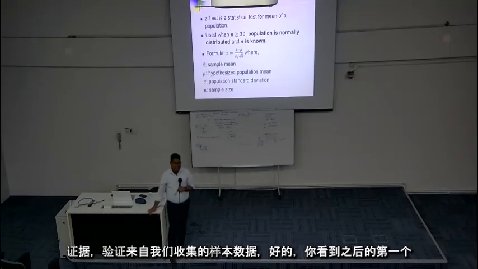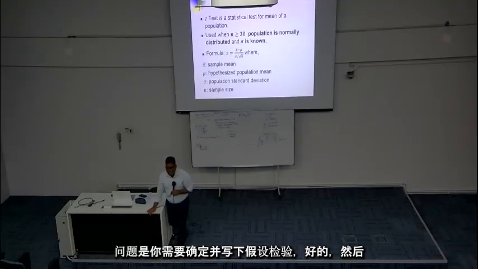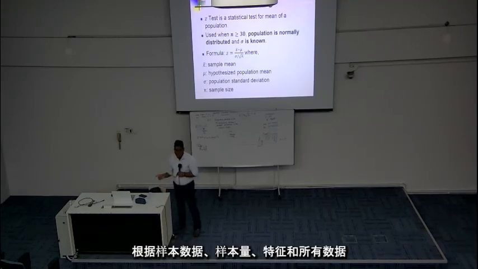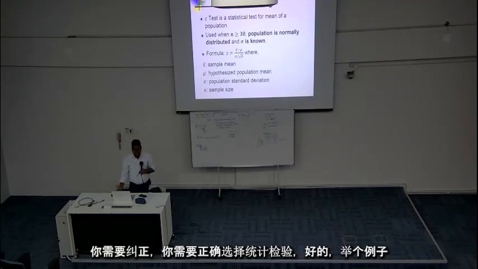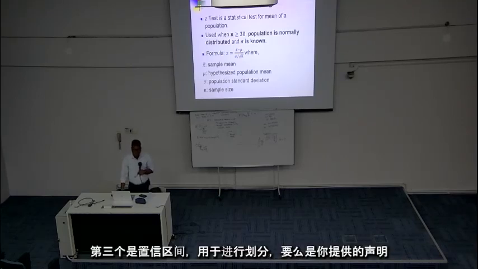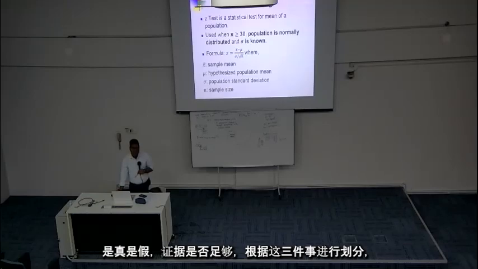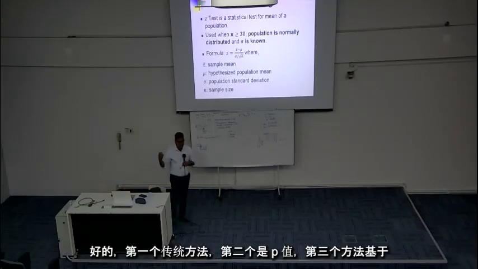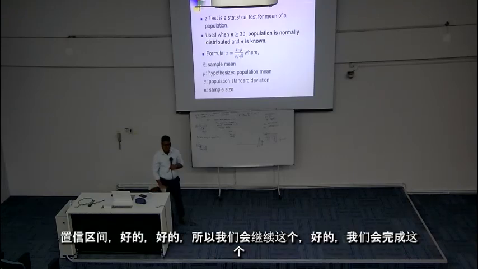The first thing after you see the question is you need to identify and write the hypotheses. Then, based on the sample data, the sample size, the characteristics and all the data that you have, you need to choose the statistical test correctly. You can use the traditional method, the second is the p-value, and the third is the confidence interval, to make a decision on whether the claim is true or not. Enough evidence or not.